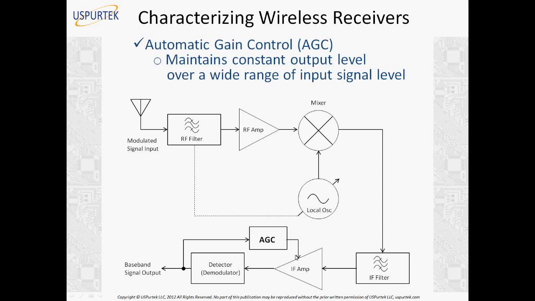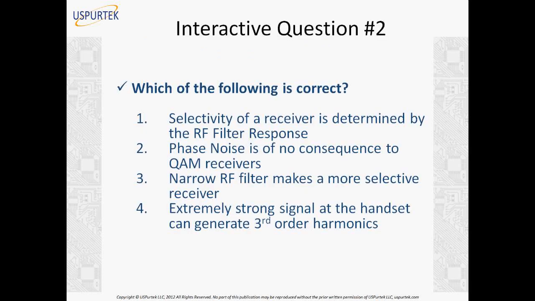Now let's pause for a while and try to answer this question. Selectivity of a receiver is determined by the RF filter response. Phase noise is of no consequence to QAM receivers. Narrow RF filter makes a more selective receiver. Extremely strong signal at the handset can generate third order harmonics. So just take a second and think about which one is correct out of these.